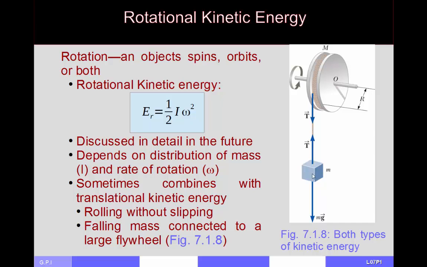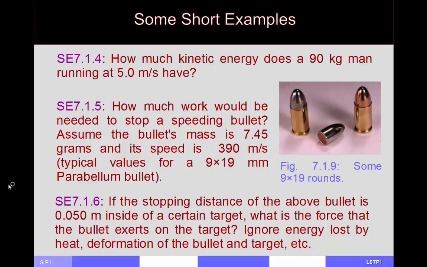Gravity is working on this mass as it falls. That's going to cause it to increase its speed, increase its kinetic energy. But in order to do that, it also has to make this flywheel spin. So if this flywheel is large, then the rate at which this thing falls is going to be substantially decreased as compared with a very small flywheel. We'll look at that in a future lecture. Let's do a few more examples before moving on to talk about the potential energy.